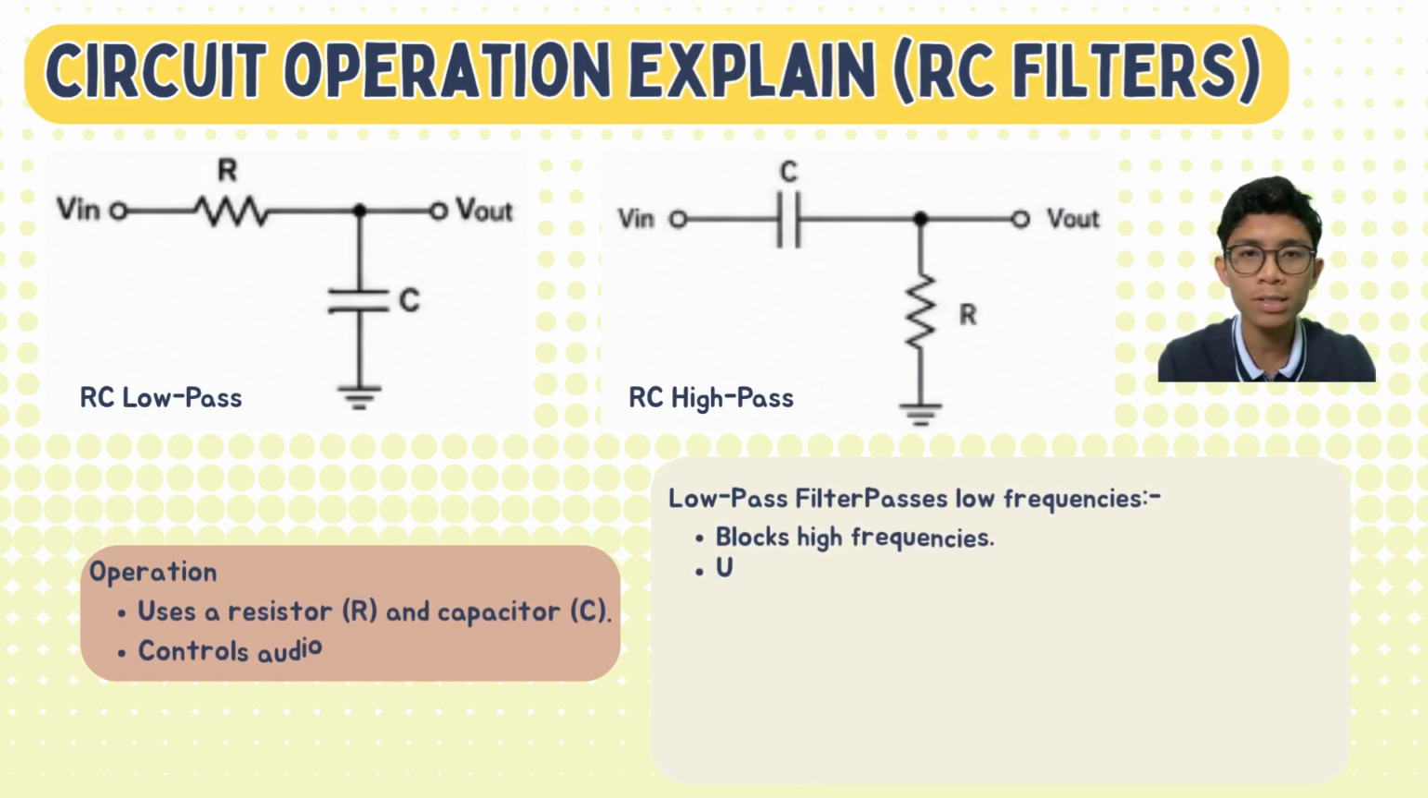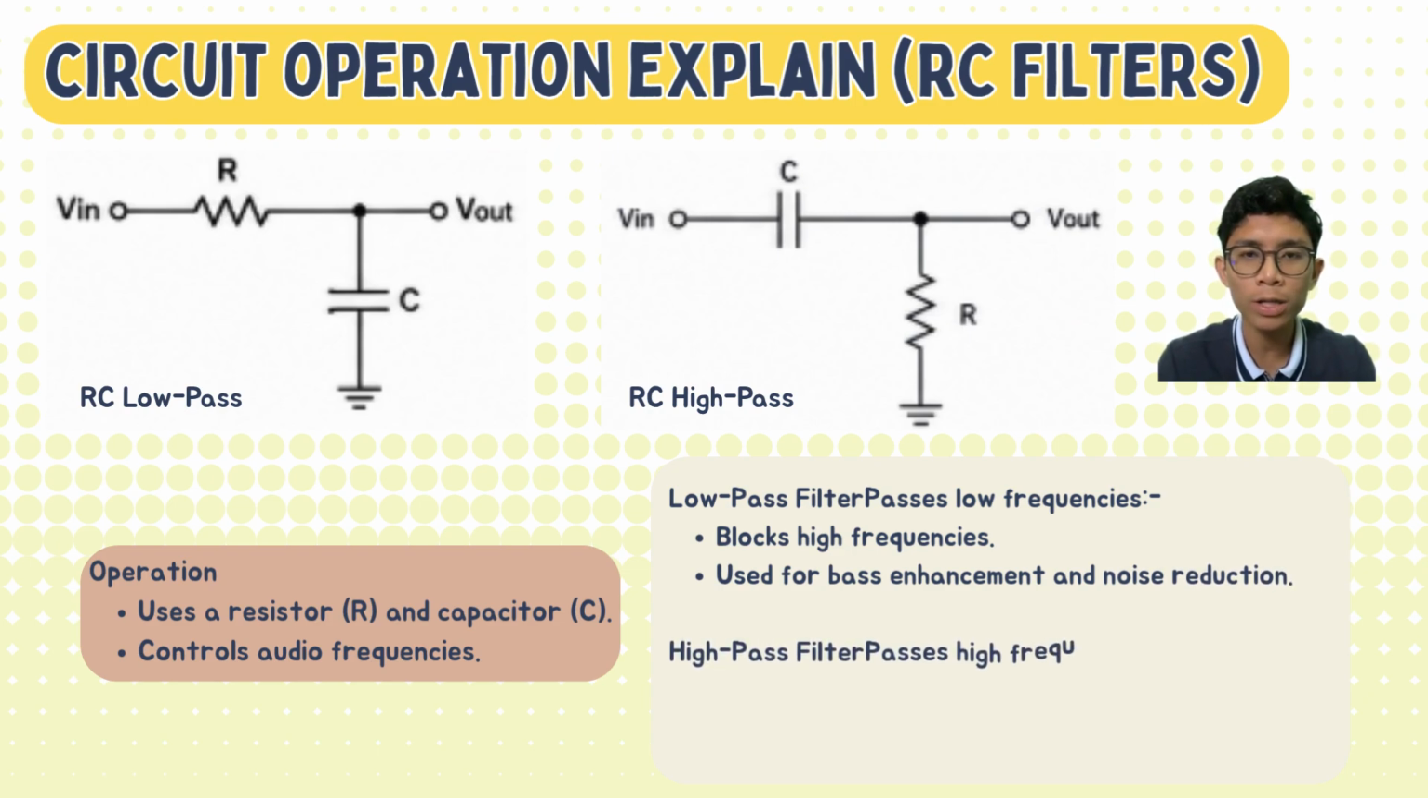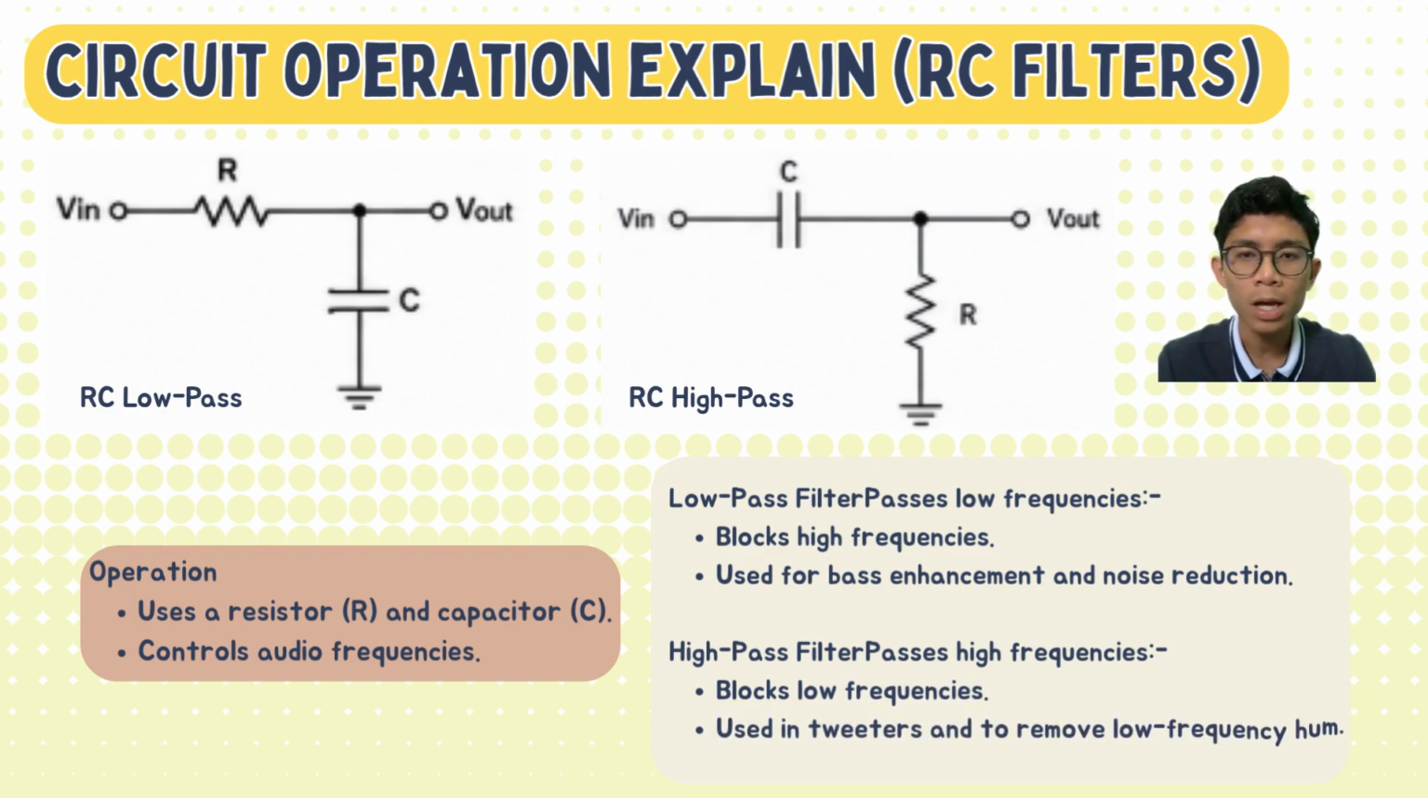RC filters use a resistor and a capacitor to control different frequencies. The RC low pass filter, shown on the left, allows low frequency signals to pass while blocking high frequency signals. This is because the capacitor sends high frequency signals to ground, so only low frequencies reach the output. The RC high pass filter, shown on the right, works in the opposite way. It allows high frequency signals to pass while blocking low frequency signals. At low frequencies, the capacitor prevents the signal from passing, while at high frequencies, it allows the signal to reach the output.